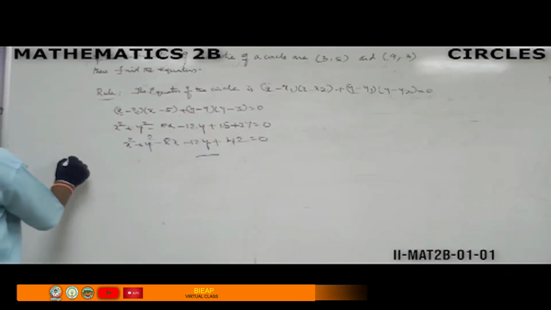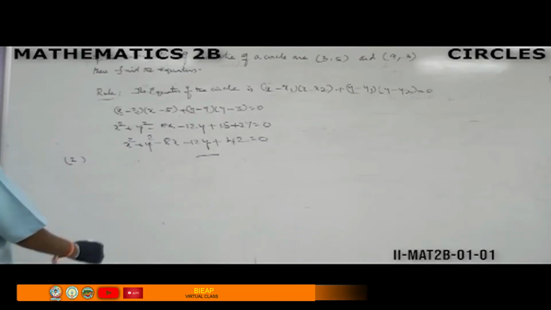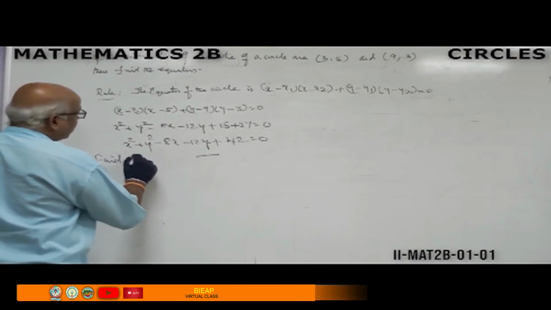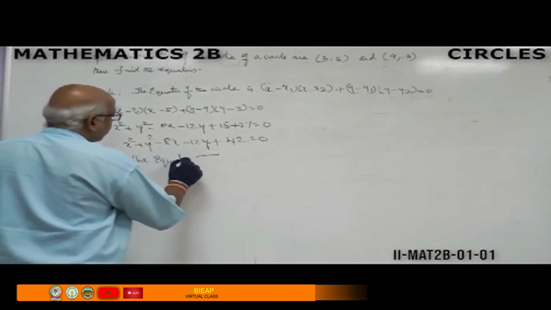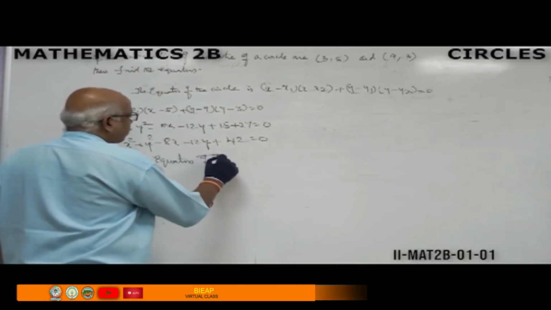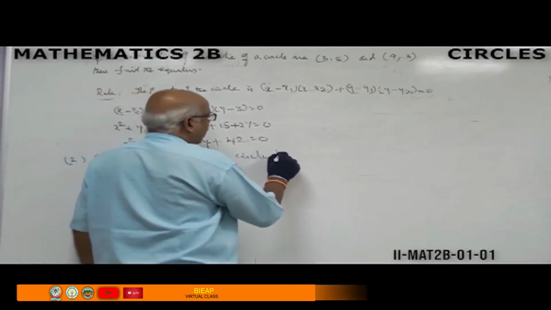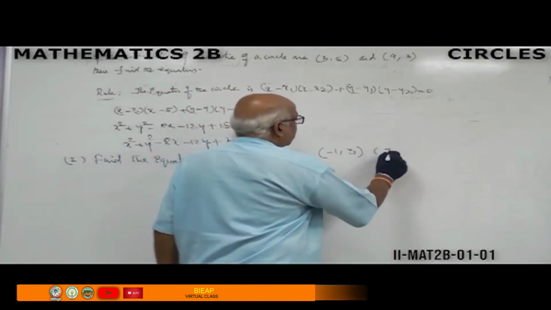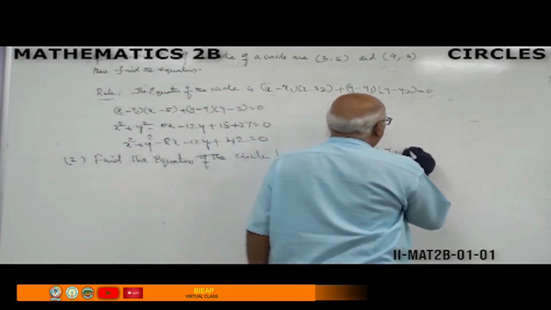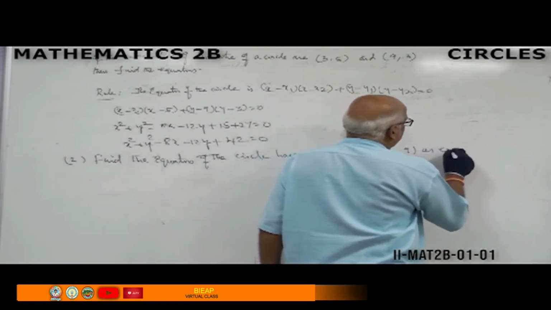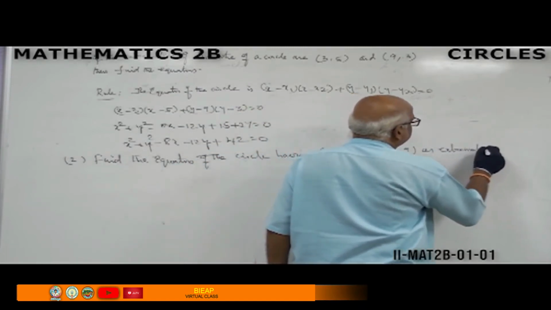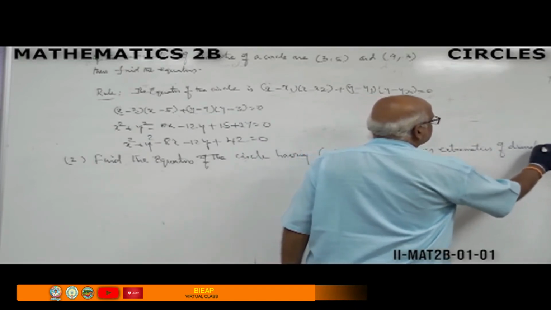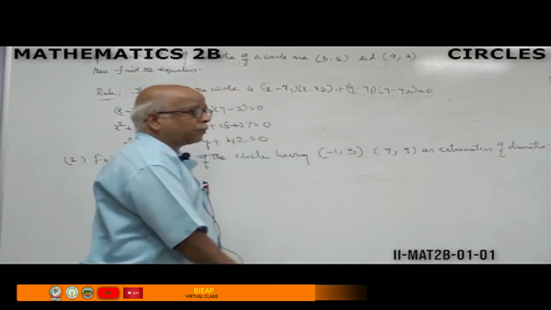In this way, in this model, I will give you one problem as homework or assignment. Find the equation of the circle having (minus 1, 3) and (7, 9) as extremities of diameter. That you try to work out.